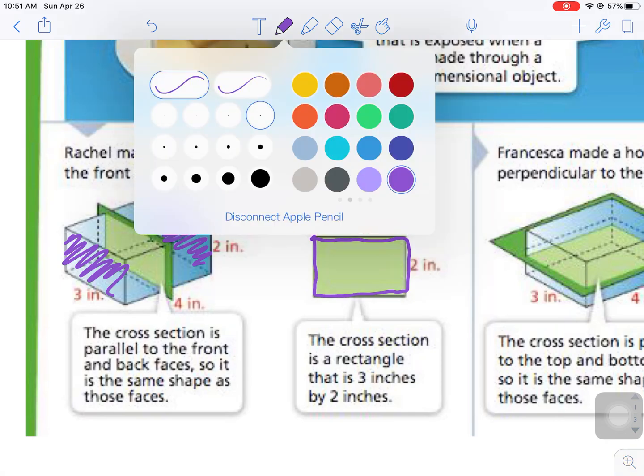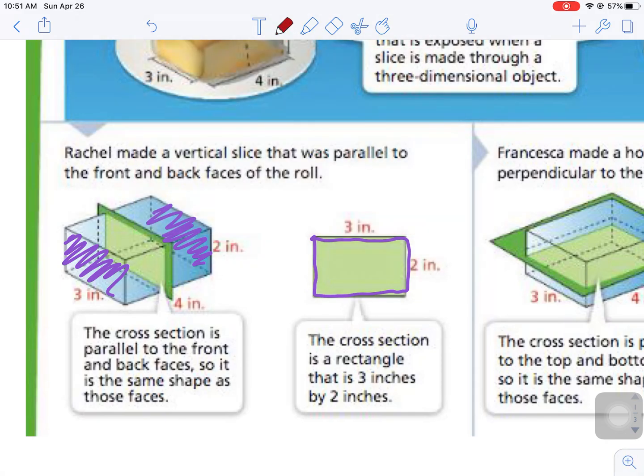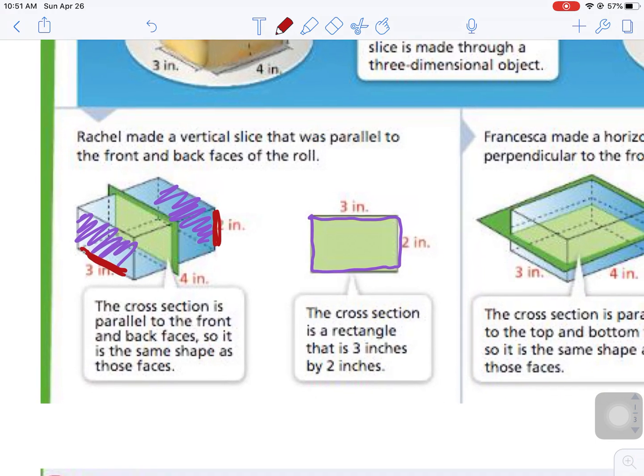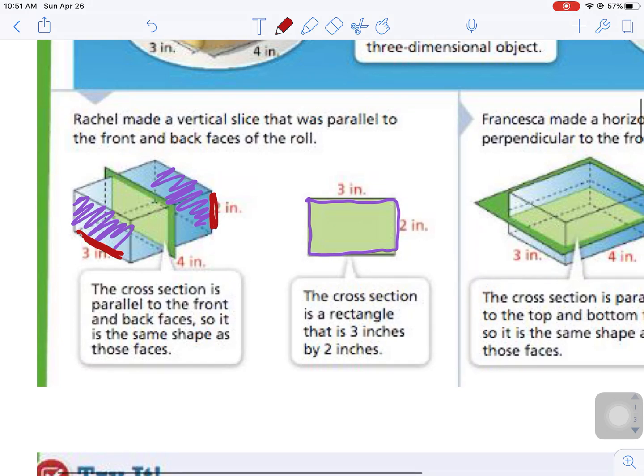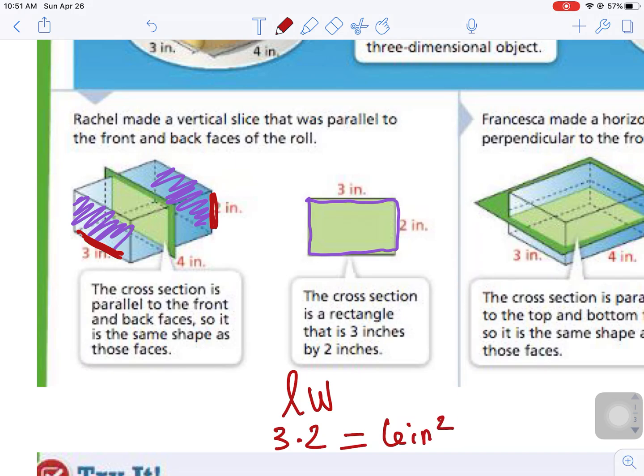And based off of the information in the bread roll, we know that the length is 3 inches and our width is 2 inches. So if I wanted to ask you guys to find the area of that, remember area is length times width. So we would have 3 times 2. So our area would be 6 inches squared.